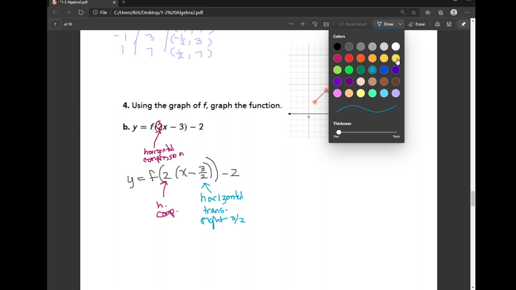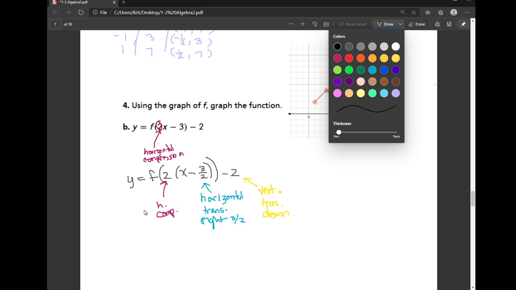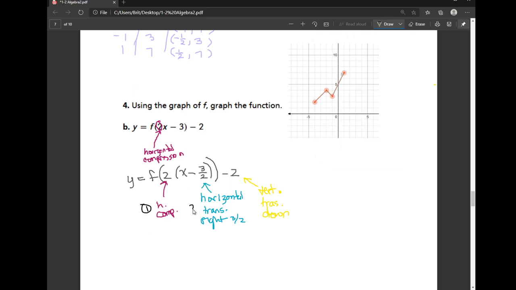And then on our last one, it's addition or subtraction outside of the grouping symbol. So because it's outside the grouping symbol, it's vertical. Because it's addition or subtraction, it's a translation. And because it's subtraction, that means it's going down. Alright, so I'm going to compress this, and then I'm going to translate, and then I'm going to translate. And it doesn't matter the order that you choose to translate it by. The only thing that matters is that you compress, and then you do these things. Okay.